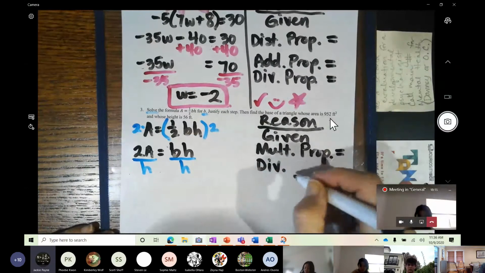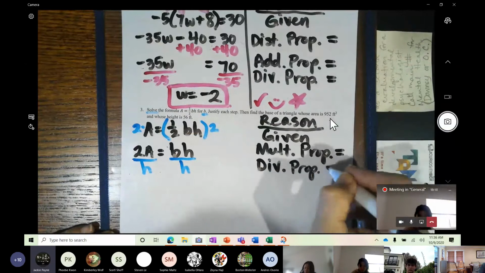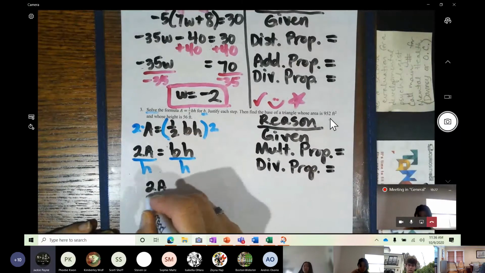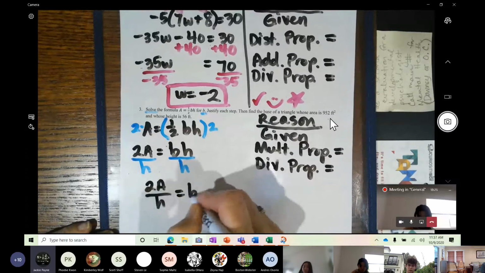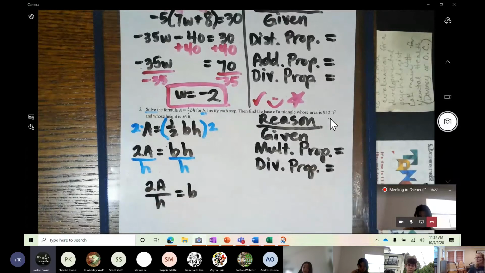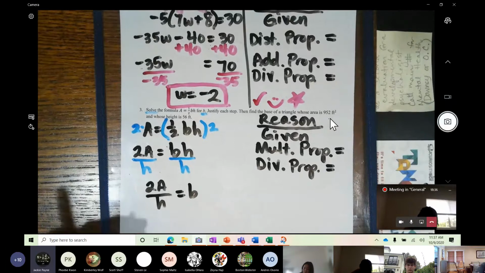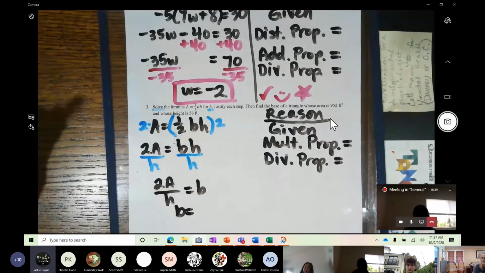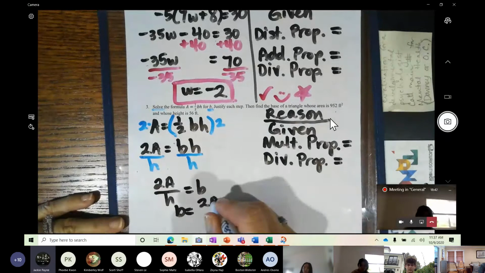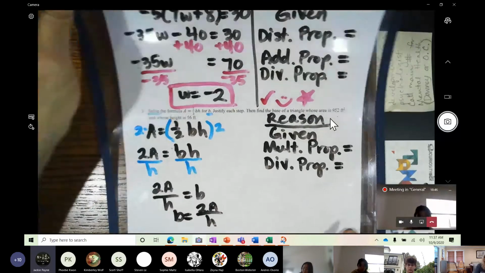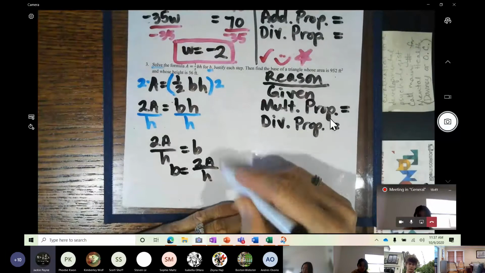And that is the division property of equality. So those cancel. Now I have 2a over h equals b, which is kind of nice, but at the same time, I don't want it to be this way. I want it to be this way. I want it to say b equals. So what property says that I can switch them and they're still equal? How can I flip those?